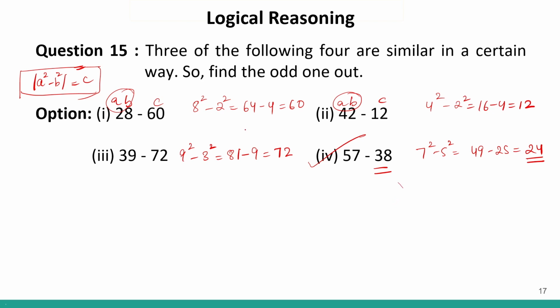Correct? So this logic of the difference between A square and B square was giving us C. Why have I placed them in mod? Because over here B was greater than A and over here A is greater than B. So that is the reason this is in mod.